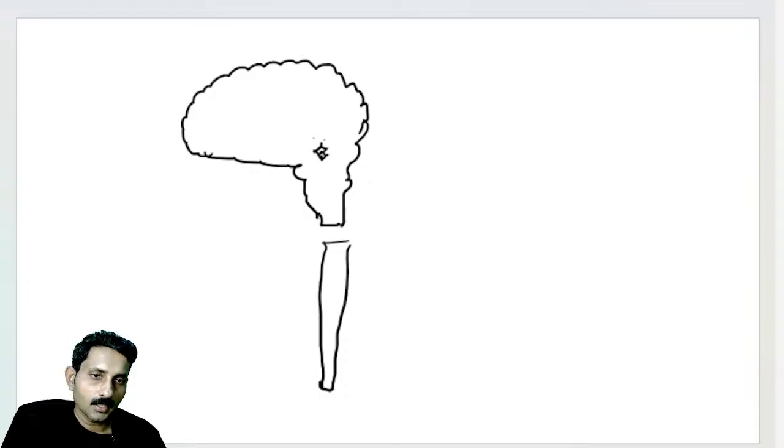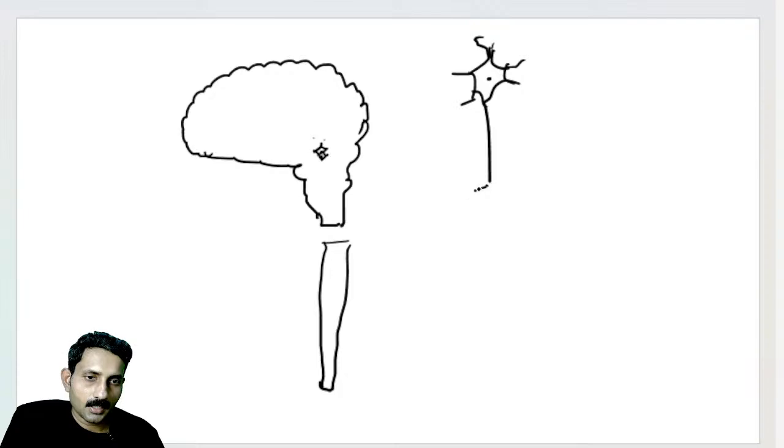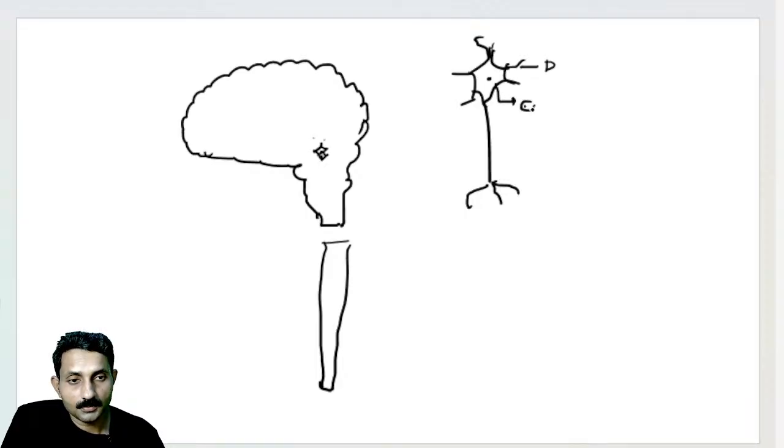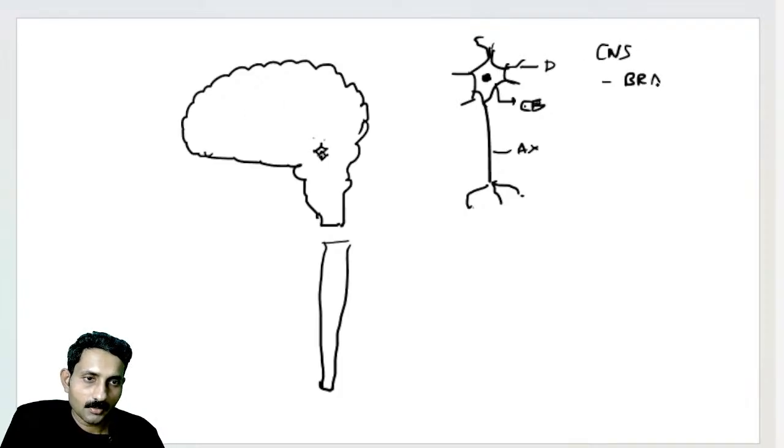What is a ganglion? Now, you have seen this diagram, the structure of a neuron, and these are the processes. This is called dendrites. This is called axon, cell body, axon, then axon terminals. Now focus here, the collection of cell bodies within the CNS. What is the CNS? Brain and spinal cord.